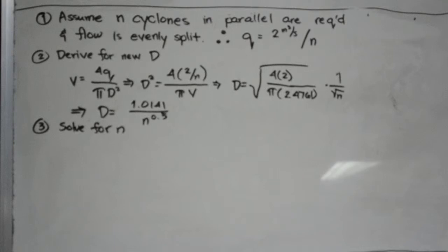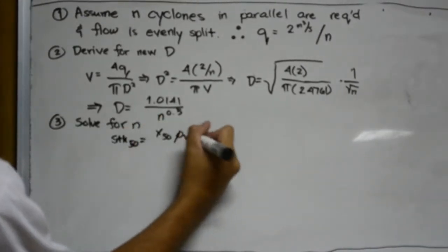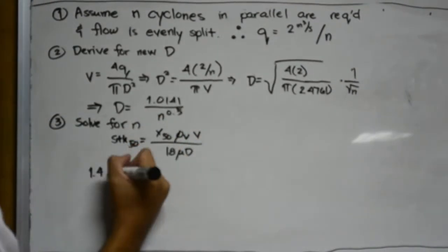We therefore get the expression for D is equal to 1.0141 over N raised to 0.5.